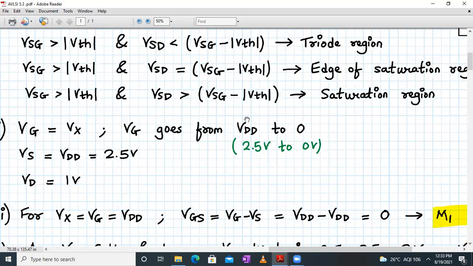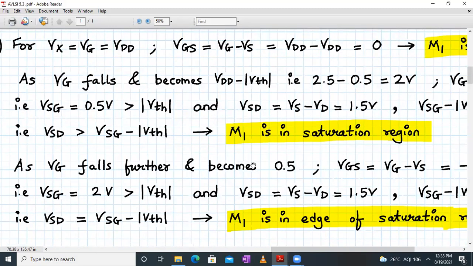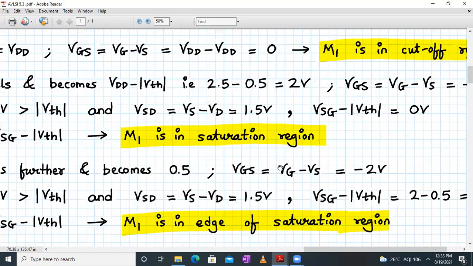So gate voltage has fallen to 2 volt. Now let it fall further. Let's say gate voltage has fallen further and it has become 0.5. So when VG becomes 0.5, let's calculate VGS. VGS is VG minus VS. VS is 2.5, VG is 0.5.